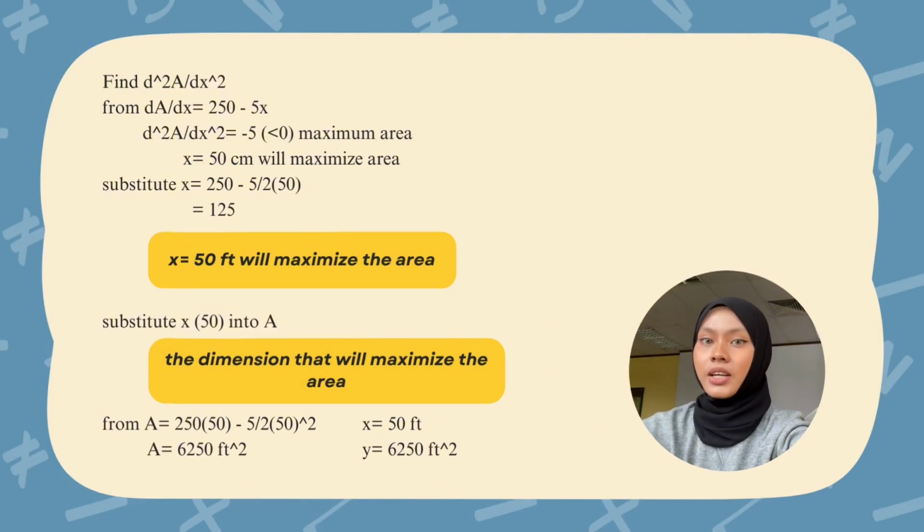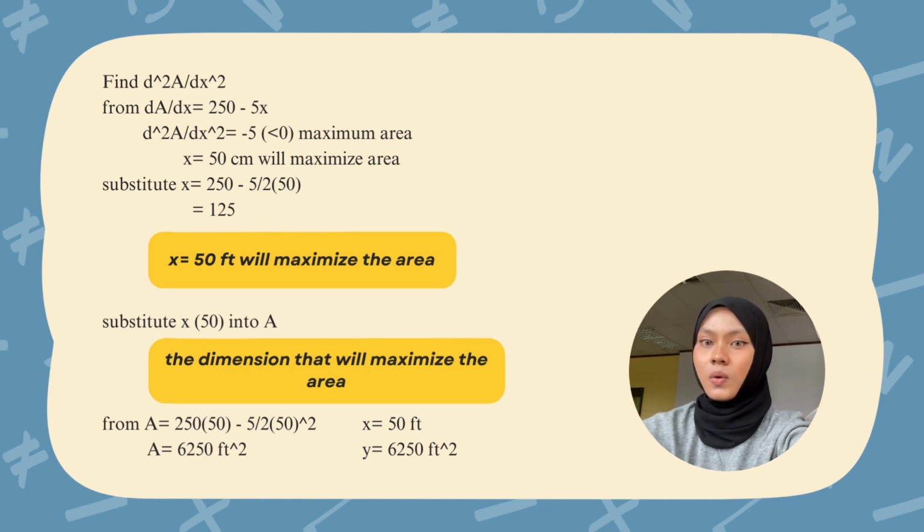To find the second derivative of A with respect to x, we start from the given first derivative, dA over dx equal to 250 minus 5x. Then we need to find the second derivative: d squared A over dx squared equal to d over dx of 250 minus 5x. Since 250 is a constant and its derivative is 0, and the derivative of negative 5x is negative 5, we have d squared A over dx squared equal to negative 5.